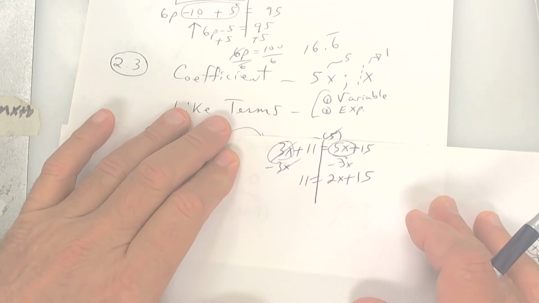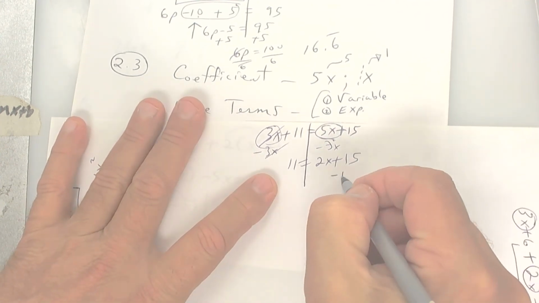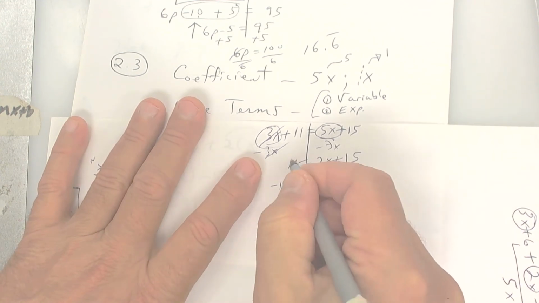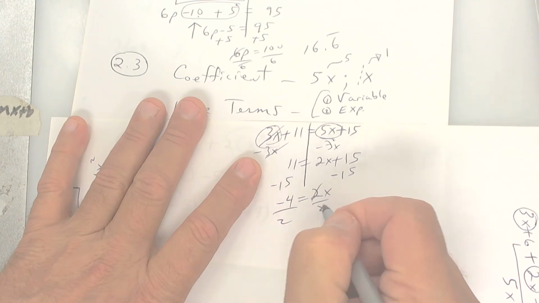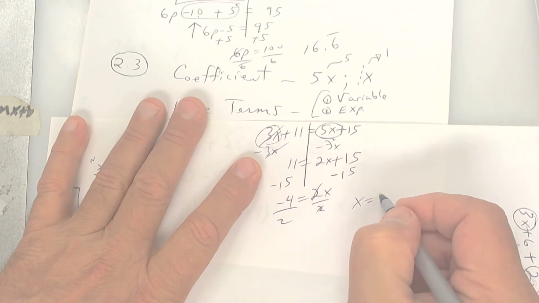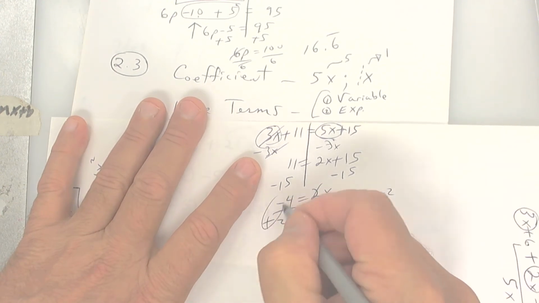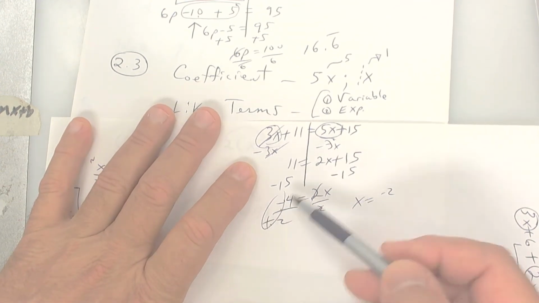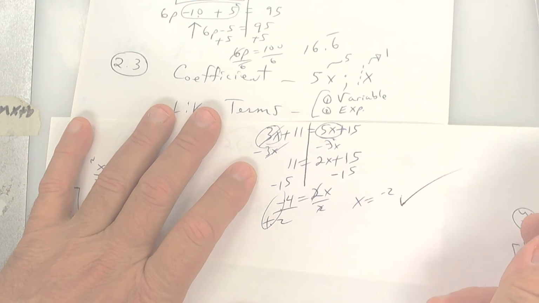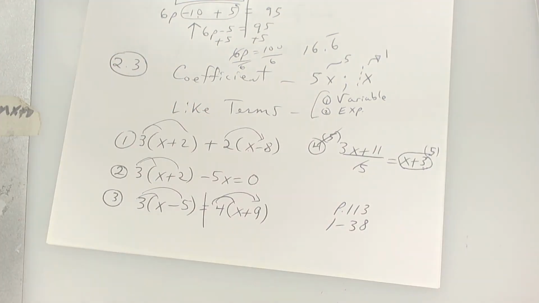And now it's just a two-step equation. So you want to subtract 15 from both sides, and when you do, you get negative 4 equals 2x, and then divide by 2, and you get x equals negative 2. You have more negatives. Actually, that's not right. A negative divided by a positive, you have one negative, so it's a negative. Okay? All right, that's it.